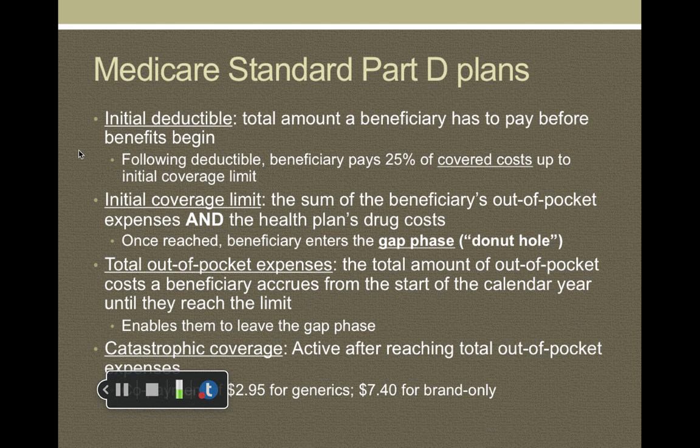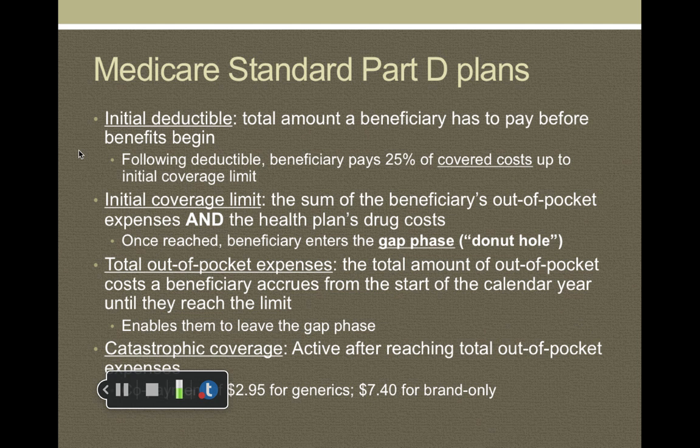And these are all determined by Medicare. Each year you can go to medicare.gov during open enrollment and sort of provide patients with that expectation of what that amount's going to be. So initial coverage limit is the sum of the beneficiary's out-of-pocket expenses and the drug plan's costs. And so once they reach this, they'll enter what's called the gap phase, or a donut hole. And during the donut hole, patients are responsible for 100% of their drug costs.